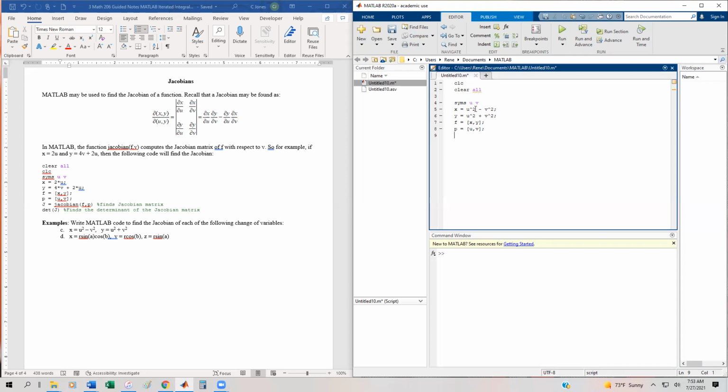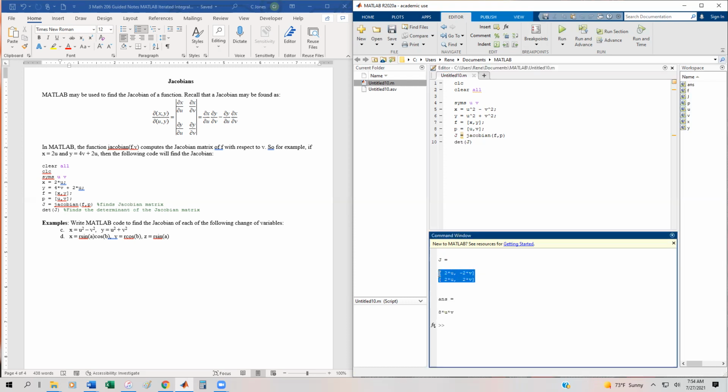Then we're going to find the Jacobian. I'm going to assign it to variable j, and that's going to be Jacobian of f comma p. Finally, we find the determinant of j. I did leave this unsuppressed the first time we do this, so you can see what the output is. We'll go ahead and run it. What we get is the matrix of partials.